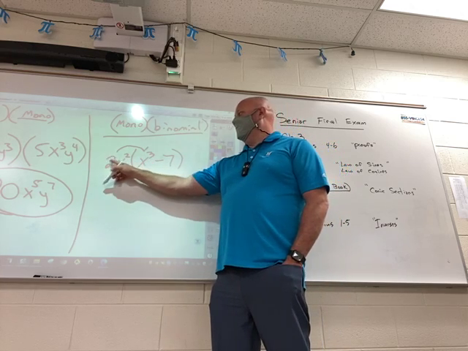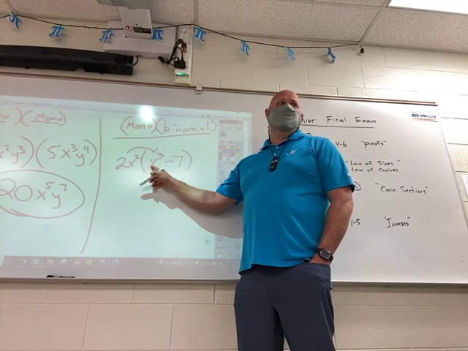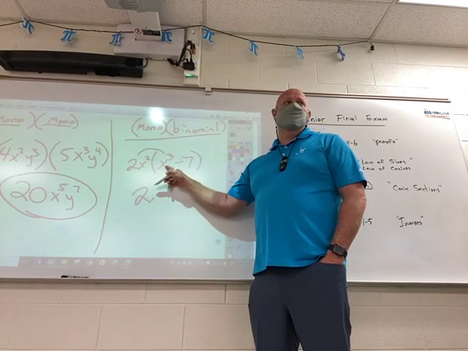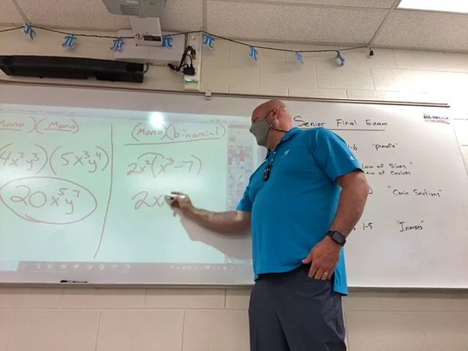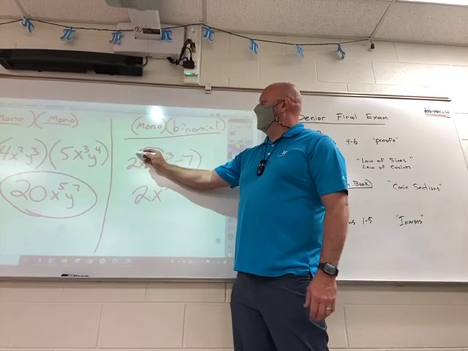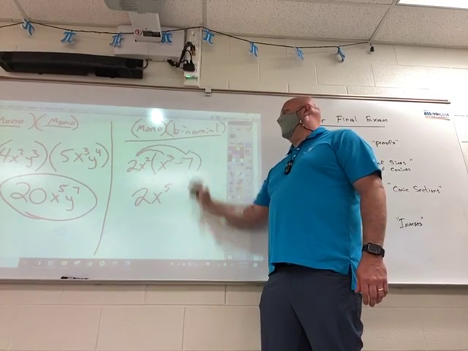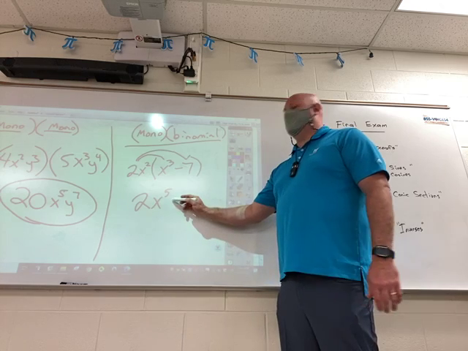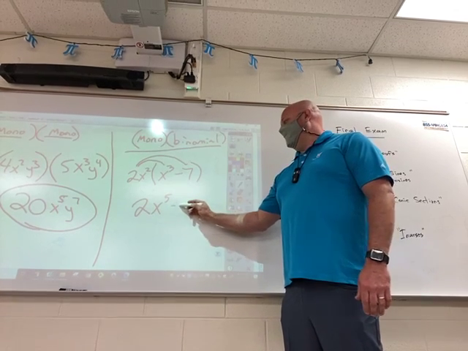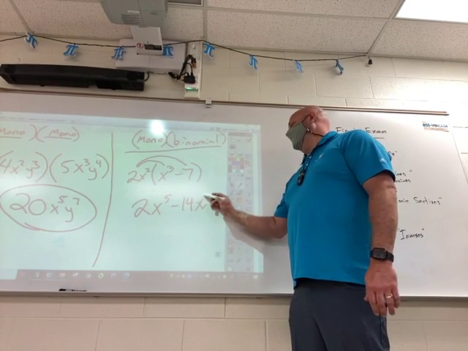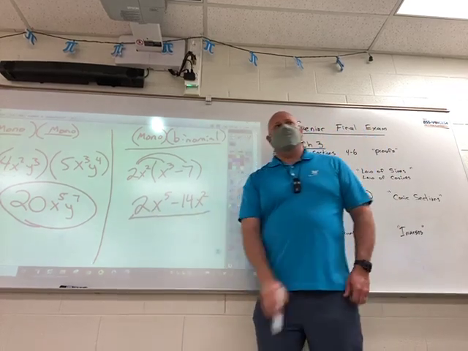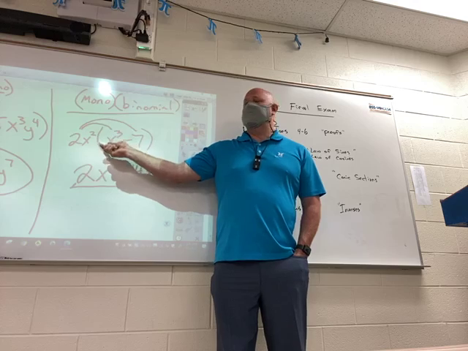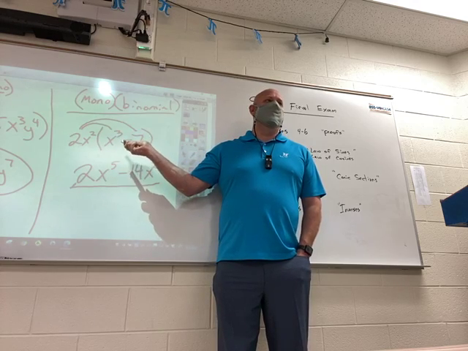Well, the coefficients we would multiply. 2 times 1 is just 2. And what are we going to do with the exponents? We add them together and we get 5. But then you also have to take the 2x squared and times it by the negative 7, which would give us 2 times 7 is negative 14, and I have 2 x's. Okay, so a monomial times a binomial like this, we're always going to distribute.